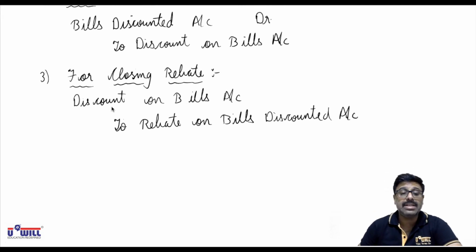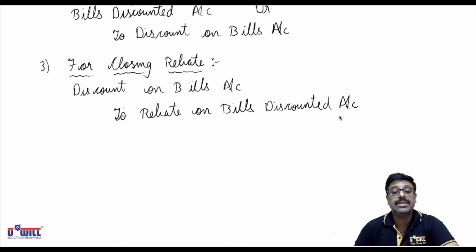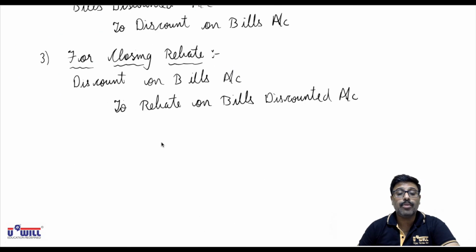So here, which income? Discount on bills account debit, and to pre-received income, meaning to rebate on bills discounted. So the reverse entry of opening is to be passed.